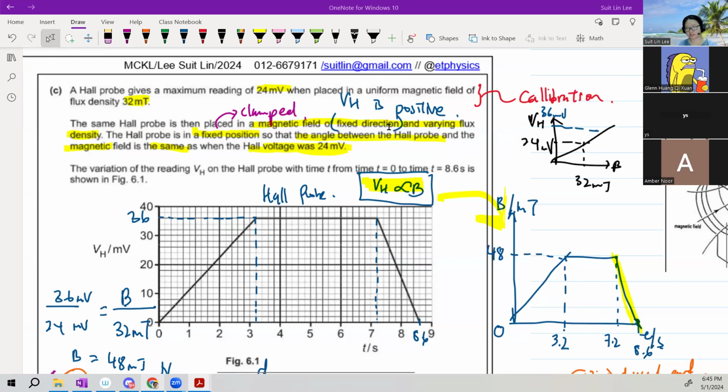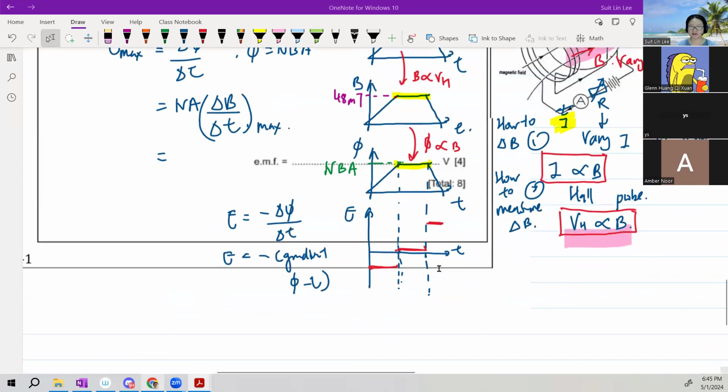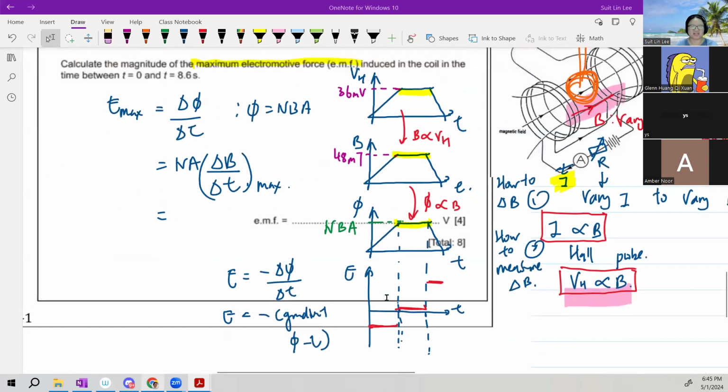Magnetic field is a fixed direction, implying that the current is a fixed direction. But the orange coil, the induced EMF, I guess you can call it an AC because it has both positive and negative direction.